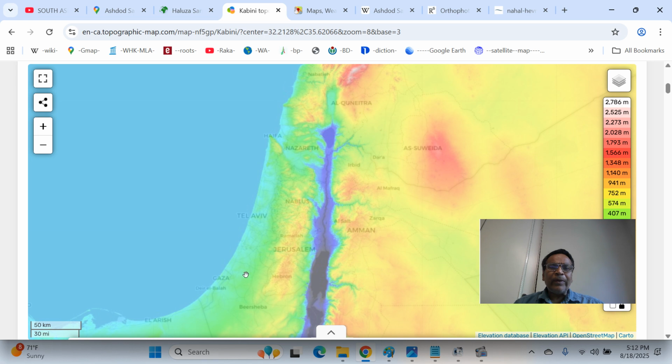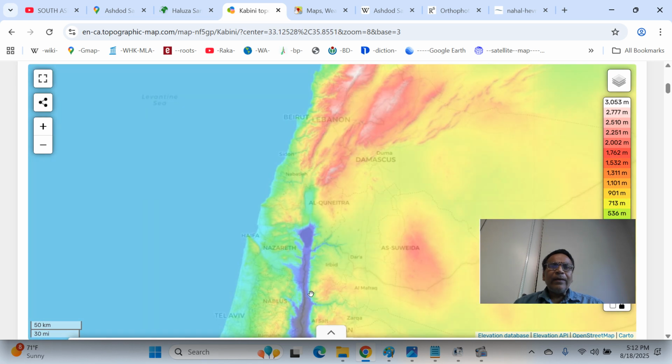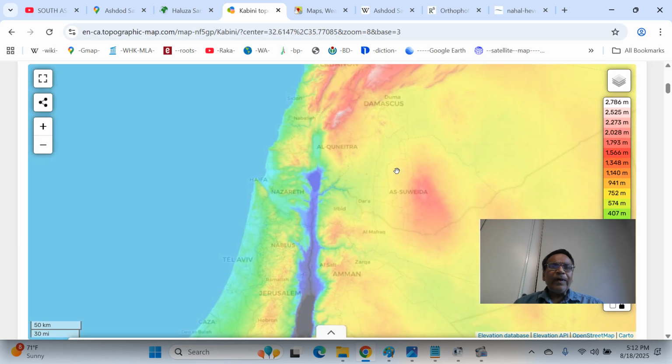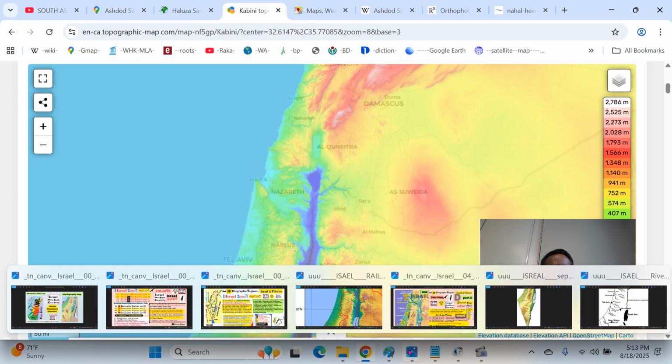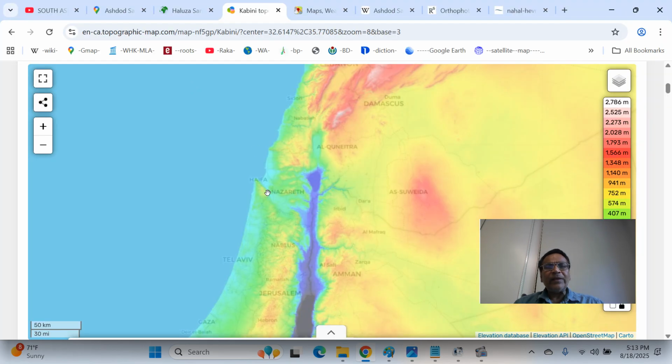And Sorek will be somewhere here. This is the Lebanese mountains, anti-Lebanese mountains, and the valley here. And this is the Galilee upland region. So this is what we have called the northern Asher plains. This is the Asher plains here. The landmark being the Carmel.